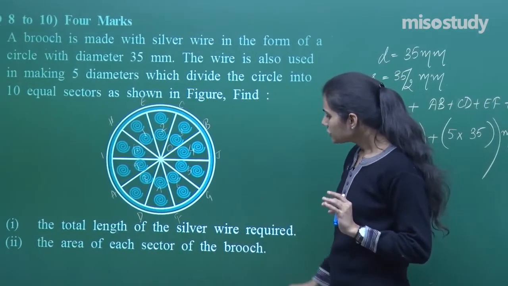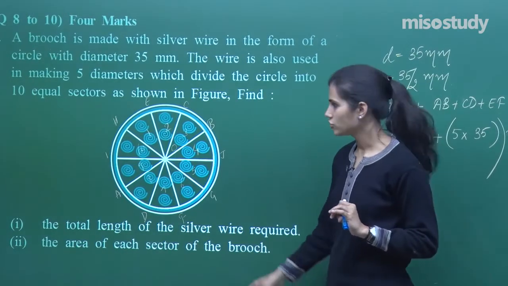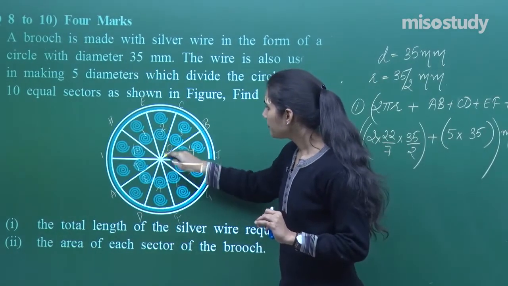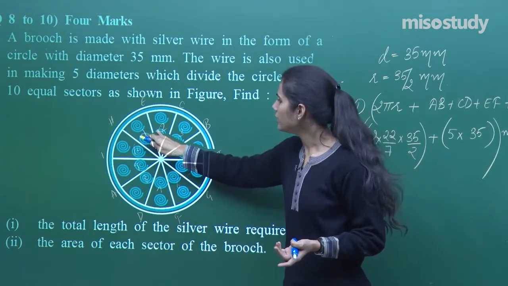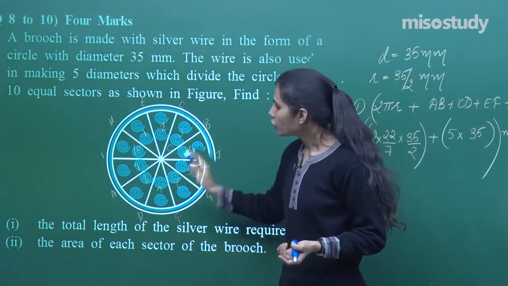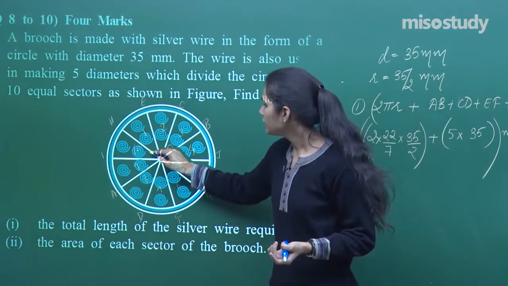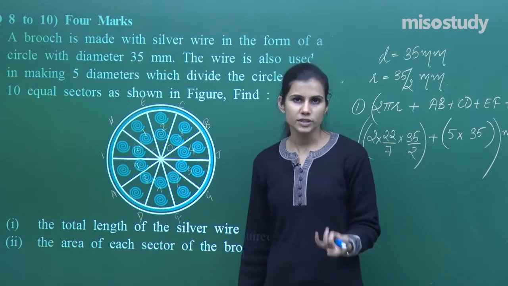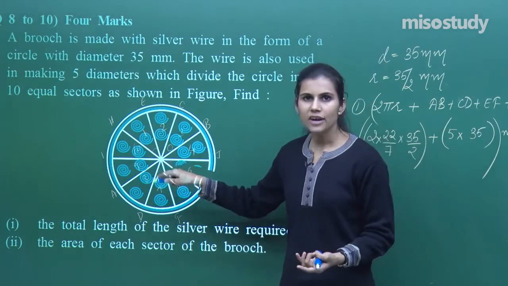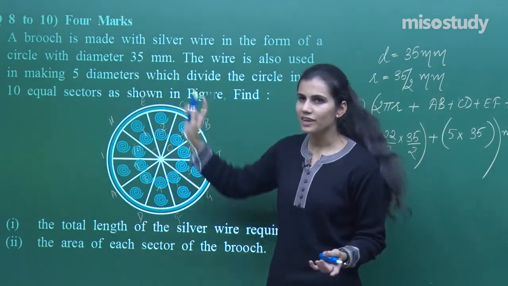The area of each sector of the brooch is how much? Pick up any sector, each sector is of equal area. In order to get the area of a sector, you need the angle of that sector and the radius of the circle of which it is a sector. So radius we already have because diameter we had, so radius is 35 by 2 mm.